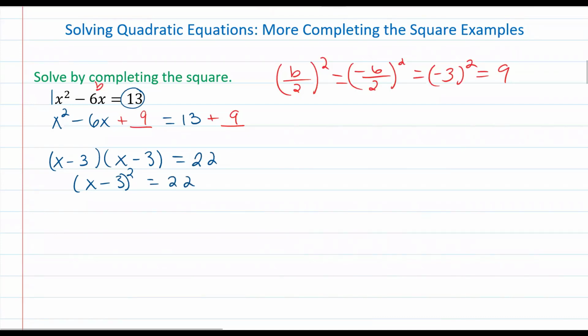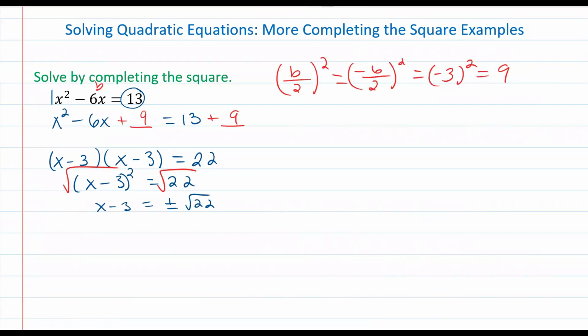And then finally, we want to square root both sides to undo the square. So we get x minus 3 is equal to plus or minus the square root of 22. Now, two things to notice here. Number one, we have to include the plus or minus. Anytime we square root both sides as a process to solve an equation, we must include the plus or minus in front of the radical on the right side here in this case.